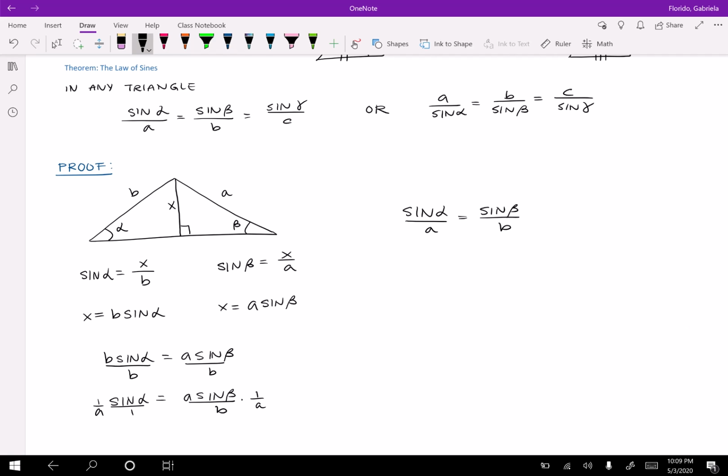together. All right, and again, to prove that sine of beta over b is equal to sine of gamma over c, or that sine of alpha over a is equal to sine of gamma over c, you would just redo this, but again, choose different angles here. Hopefully you guys like that little proof. Why don't we try an example?